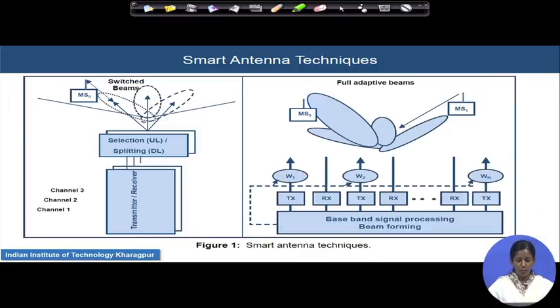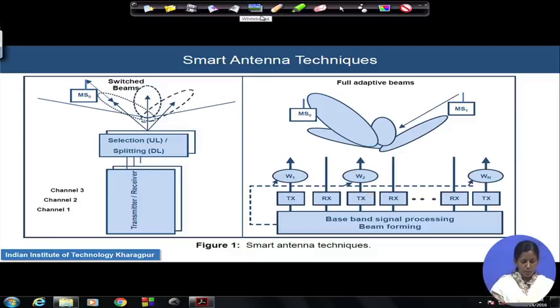One is the switched beam, the left side, and the right side is the full adaptive beams. And remember this switched beam technique: here the beam width that is generated inside the transmitter or receiver architecture is fixed, and only the beam is moving from one to the next beam, to the third beam, to the fourth beam, like this.